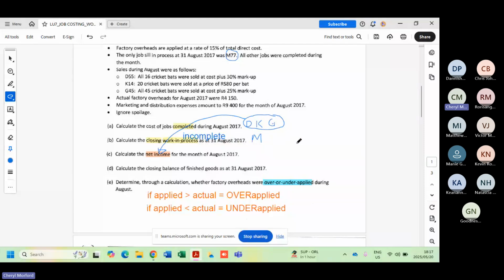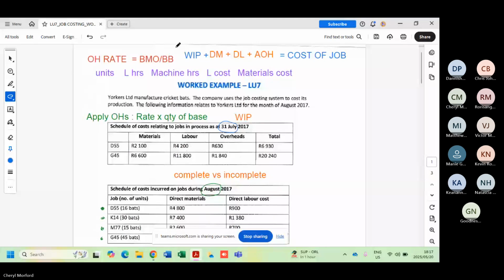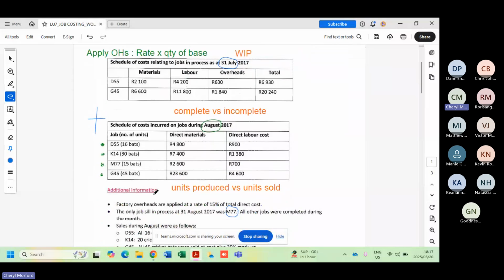Right, so we're going to work on that principle that I said at the top here. We're going to identify the jobs that have work in process, and we see it's D and G. Then we are going to take that and add the costs that come up during the actual month for D and G and K. Remember, for the moment, we're leaving out M because it's not finished.